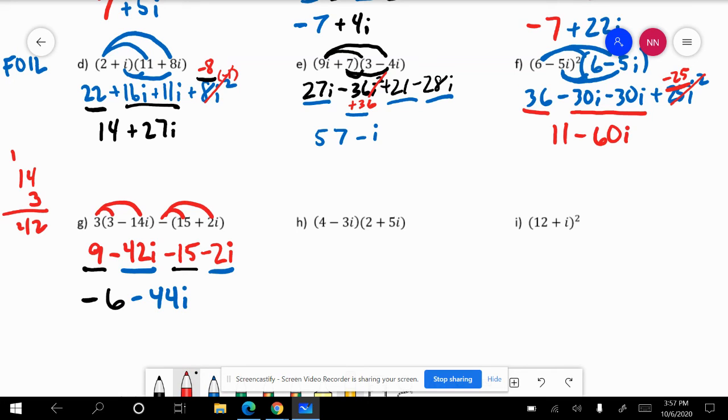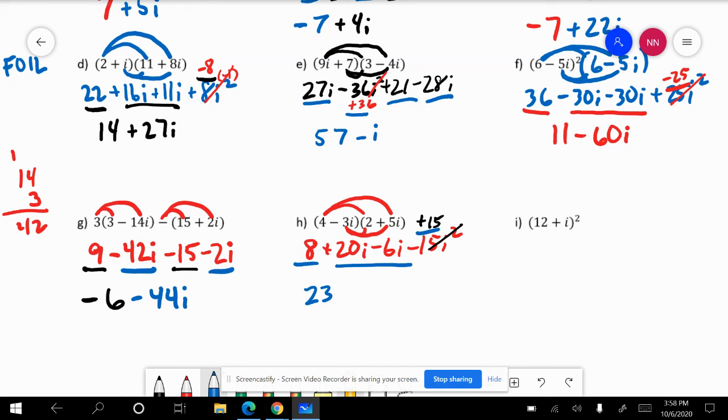For letter H, these are two binomials that we're multiplying, so we have to FOIL it. 4 times 2 gives us 8. 4 times 5i gives us 20i. Negative 3i times 2 is negative 6i. And negative 3i times 5i is negative 15i squared. Once again, we remember that i squared is negative 1. Negative 1 times negative 15 gives us a positive 15. So when we're adding the like terms, we have 8 plus 15, which gives us 23. Then we add our i's. 20i minus 6i gives us 14i.